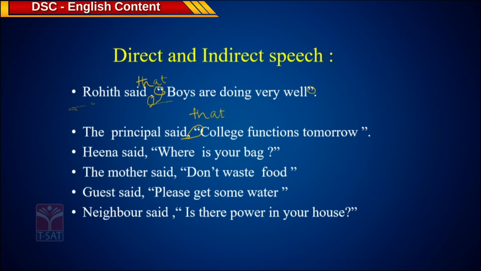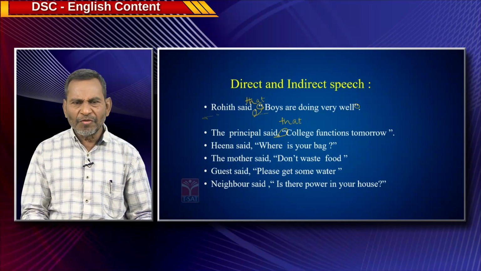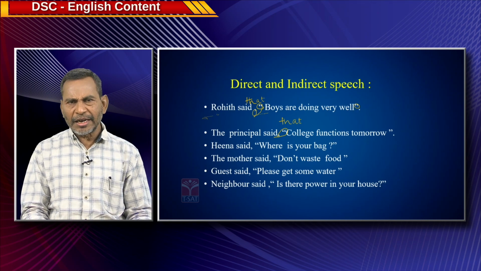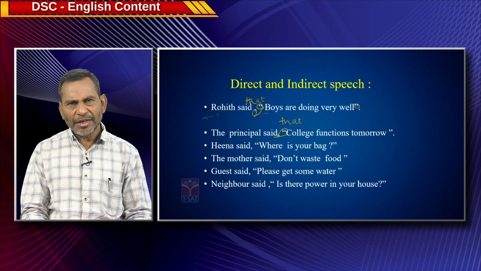Then look at the next sentence. The mother said, "Don't waste food." What kind of sentence is this? This is an imperative sentence. In the case of imperative sentences, the mother said, "Don't waste food." Do you call it a suggestion, or advice, or demand, or command, or request? This is a suggestion or advice. In that case, mother advised or mother suggested. The reporting verb does not take "said," but it will take "suggested" or "advised." Mother advised not to waste food. "Don't" changes to "not to waste food." Mother advised not to waste food.